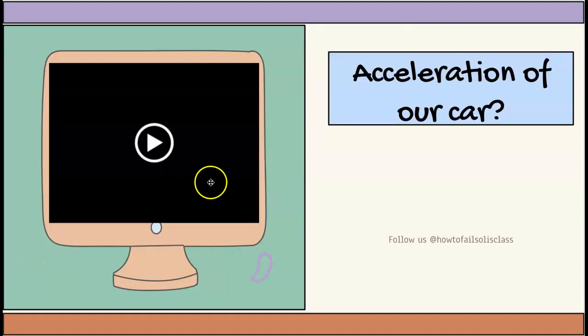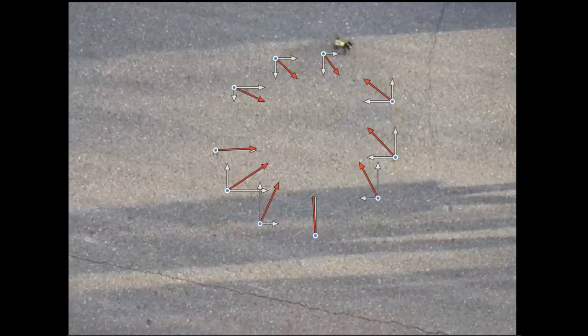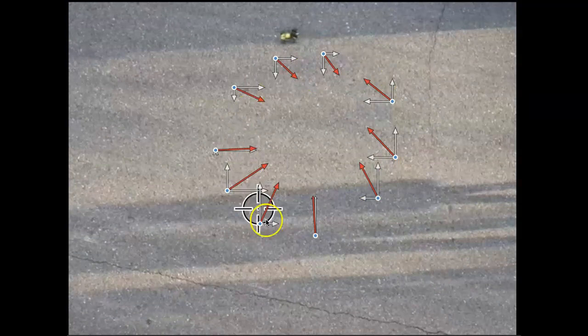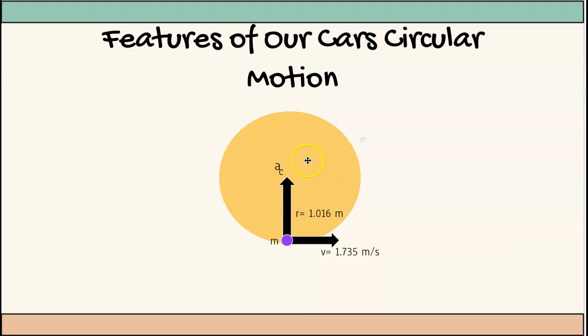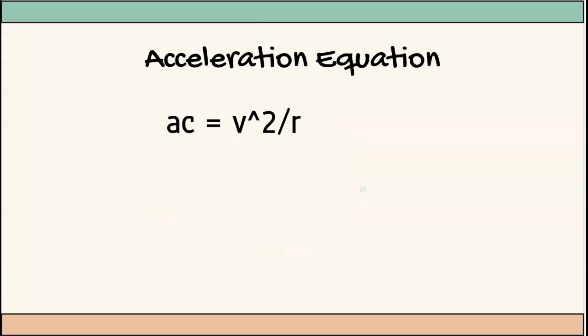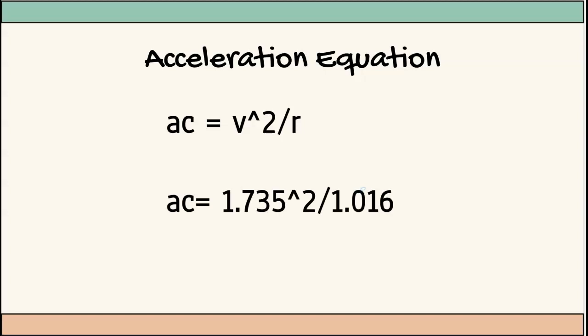Now to determine the acceleration of our car. Using the video analysis once again with the same information, we're able to see the acceleration vectors all pointed toward the center with our car. We can see with the information we have obtained from our previous trials that our radius is 1.016 meters, so we see that right here. Our velocity is 1.735 meters per second, and now we just need to calculate the acceleration. The equation for the acceleration is velocity squared divided by the radius.